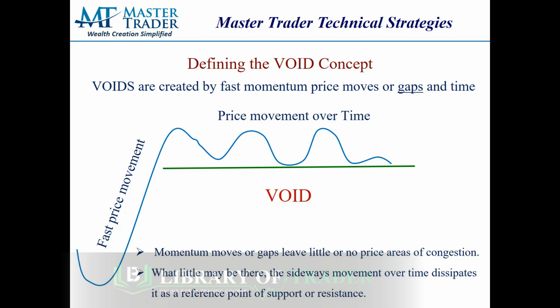The last point here, the sideways movement over time dissipating what little reference point there may be, what that is to mean is that whatever congestion there could be to the left, for example, prices began to move up at this level and then go sideways. As time goes by and more data comes into our chart, what's directly to the left here is going to become less and less meaningful as a reference point. So if prices should break down into the void, what's to the left here is going to do very little to stop prices from moving lower.